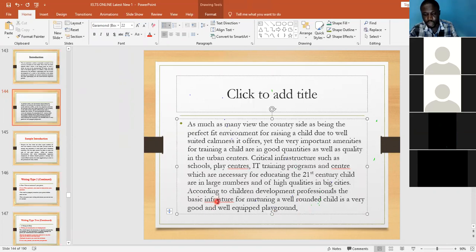Okay, infrastructure, basic infrastructure. I said, according to children development professionals, the basic infrastructure for nurturing a well-rounded child is a very good and well-equipped playground.